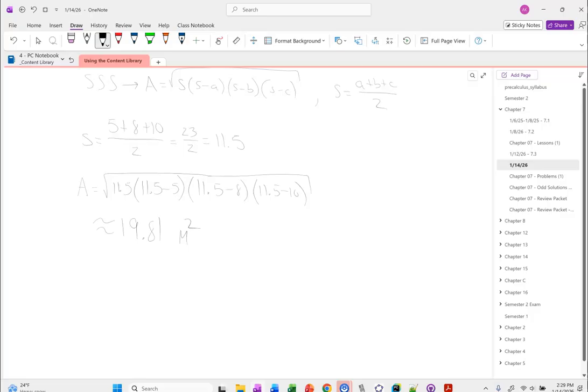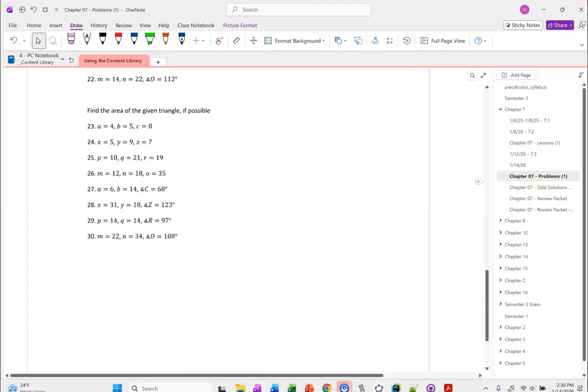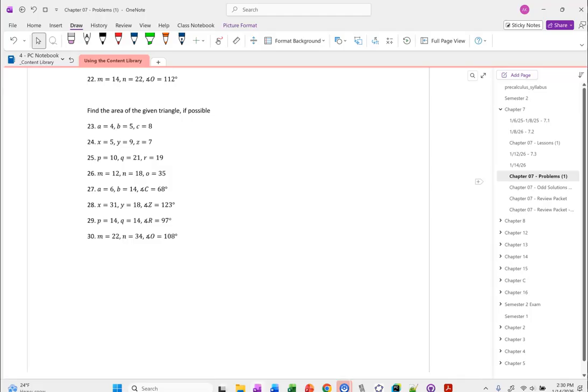So, with this being closed, you guys can finish 23 through 30. Just finding the areas. So you're just picking the appropriate formula and plugging it in and pressing enter. So is it 5 through 30? 23, yeah.